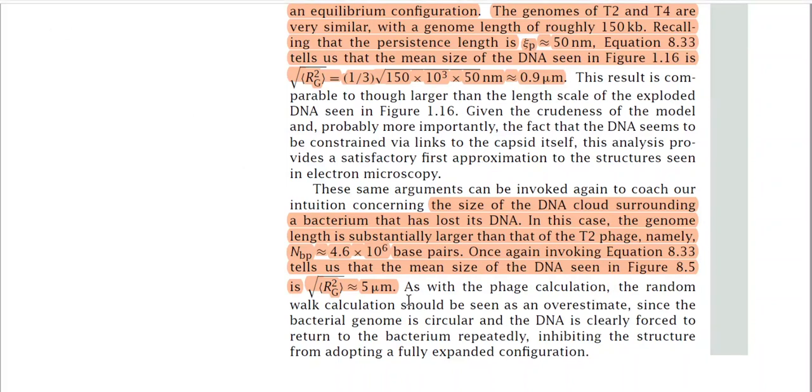The content of this lecture has been taken from the textbook Physical Biology of the Cell, written by Rob Phillips, and I hope you have understood the topic. For further understanding, I request the viewers to go through this textbook, and I also thank you for listening to this lecture.